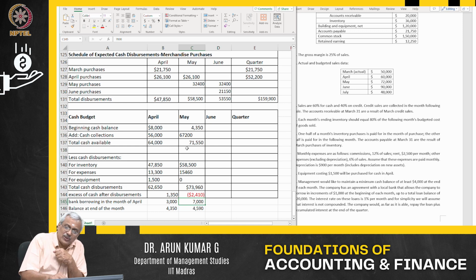So, virtually you will not have a negative balance. This is only for calculation. In reality, you will not have a negative balance because you would have borrowed this 7,000 in the first of the month itself. So, you will have a balance of 4,590.